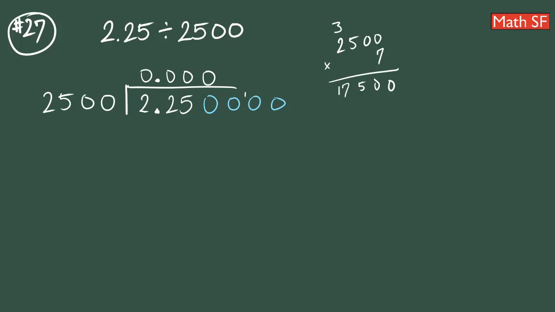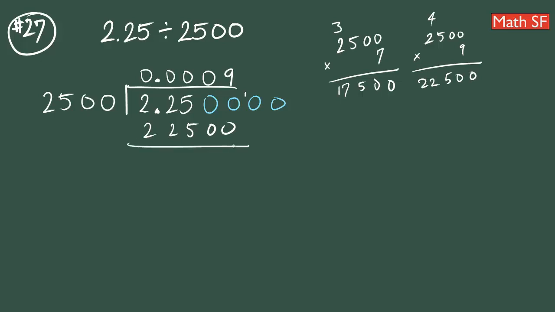So 2500 times 9. Let's check that out. 0, 0, 45, 14, 22. Oh, perfect. That went evenly. So it's 9. 9 times that is 22500. Subtract, 0 left. So we didn't need these zeros here. So there we go. That's your answer: 0.0009.